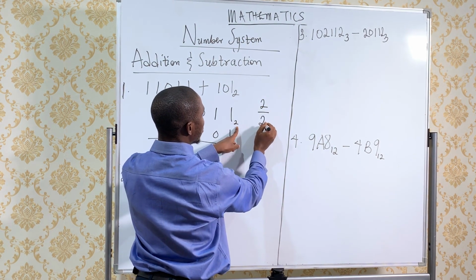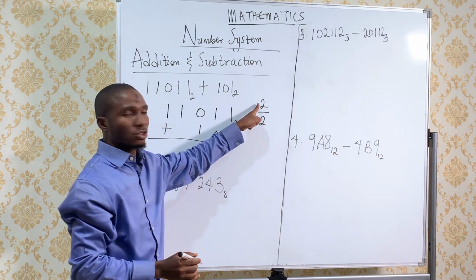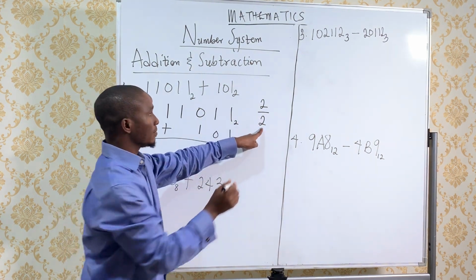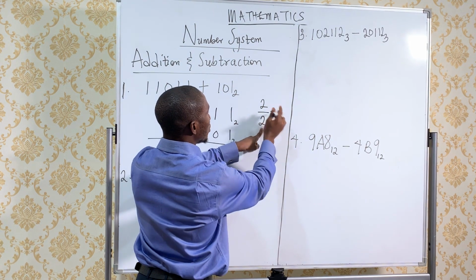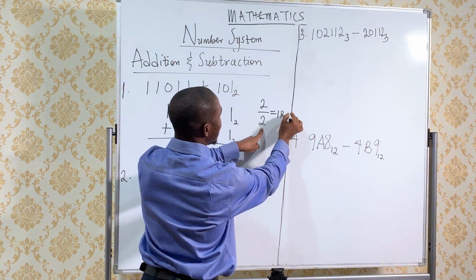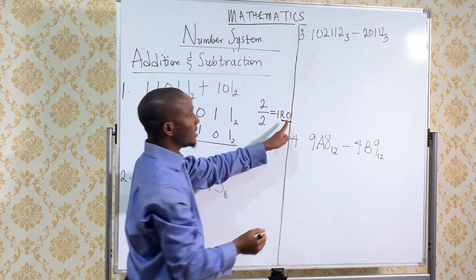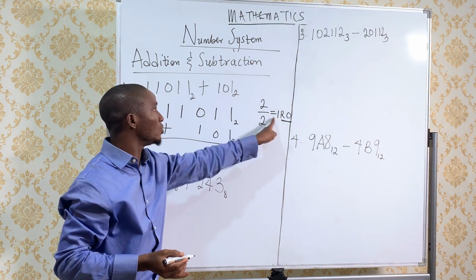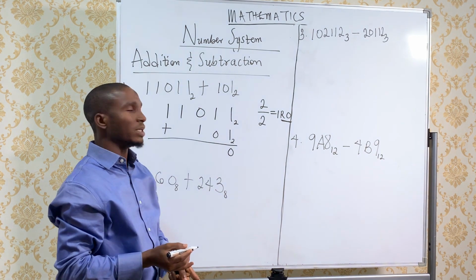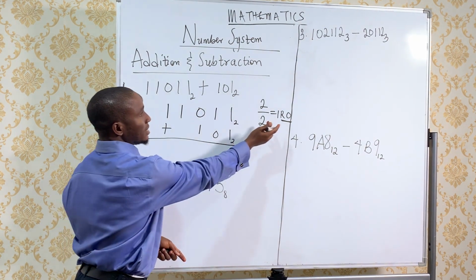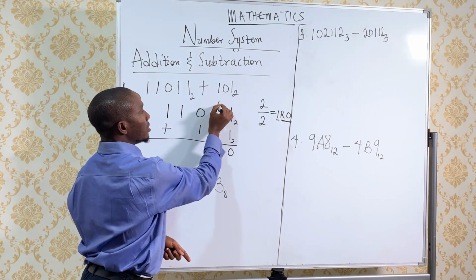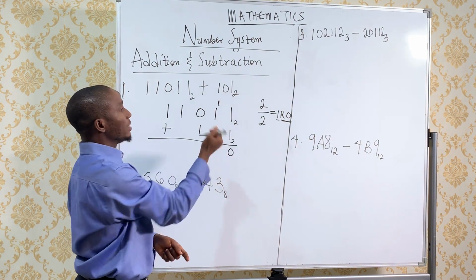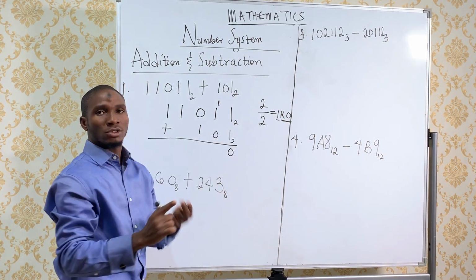2 divided by 2. That is, 1 plus 1 is 2. You now divide it by the base number, which is base 2. 2 in 2 is 1, remainder 0. So you put down the remainder, which is 0, and you carry the whole number, which is 1, to the other side of the numbers. This 1 will be carried to the next number, 1. So we now have this 1 that you've carried plus this 1 to make 2.